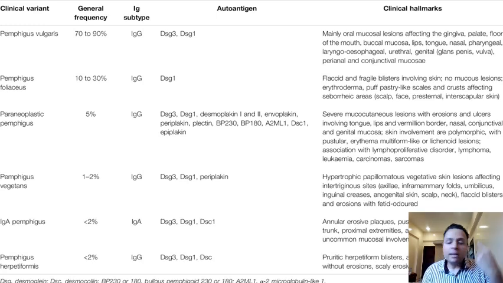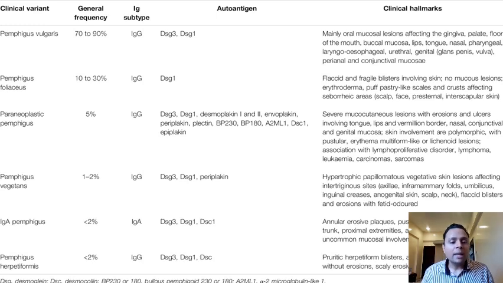The examination will tell you that they are present mainly as scales in the seborrheic areas like the scalp, face, presternal area or interscapular area. Very, very important: presternal and interscapular. The upper back and upper chest are mainly involved, and the face and scalp are involved.